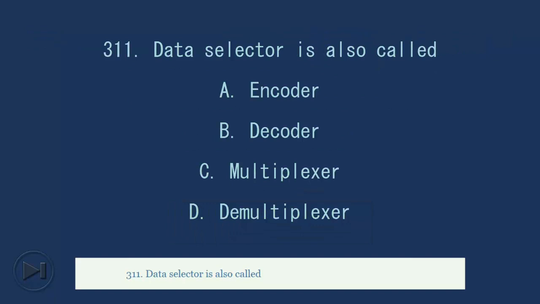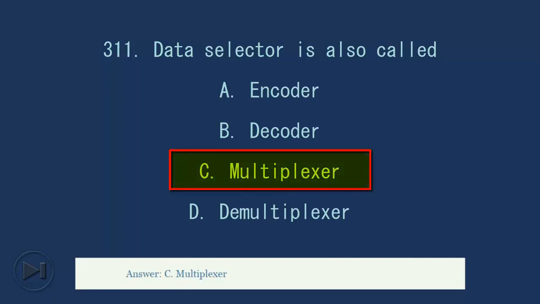311. Data selector is also called A. Encoder. B. Decoder. C. Multiplexer. D. Demultiplexer. Answer, C. Multiplexer.